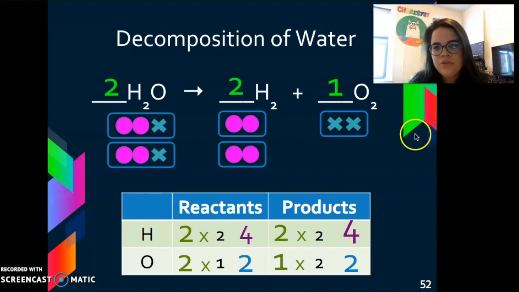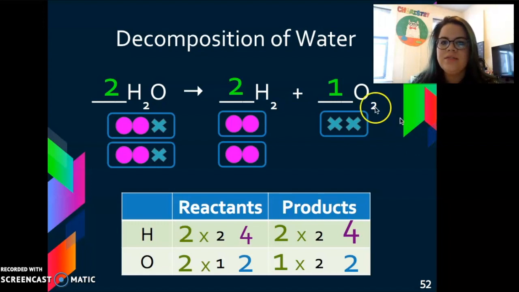So the decomposition of water, to show conservation of atoms, we are going to balance it to say 2 moles of water decompose to produce 2 moles of diatomic hydrogen and 1 mole of diatomic oxygen. Okay, and so balancing, you can either draw these little X's and O's, you can do the math, or you can just picture it in your head.